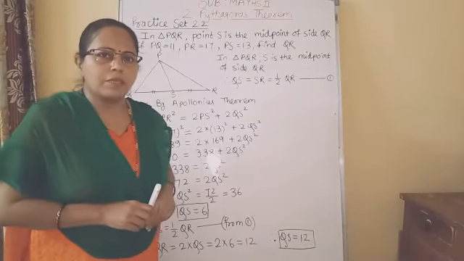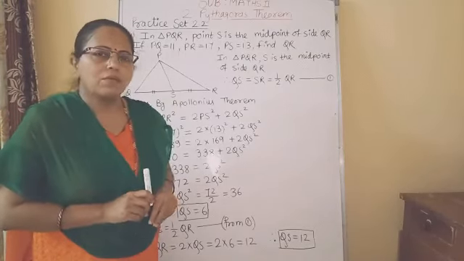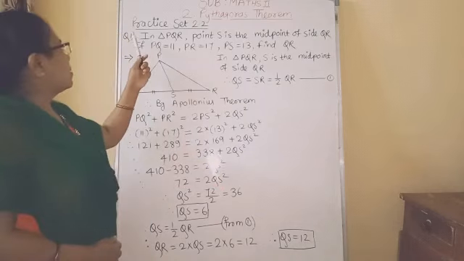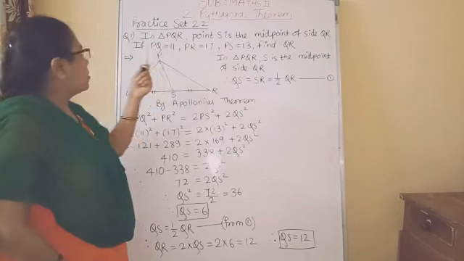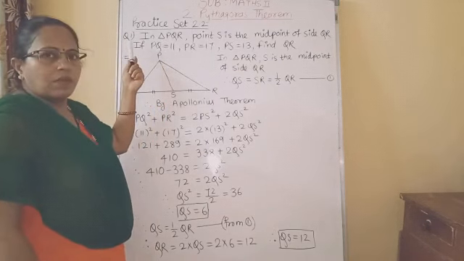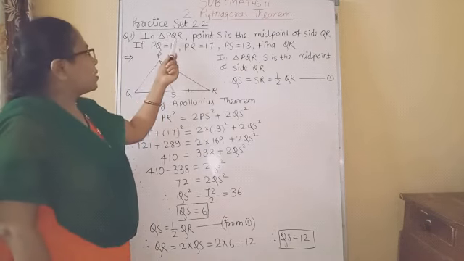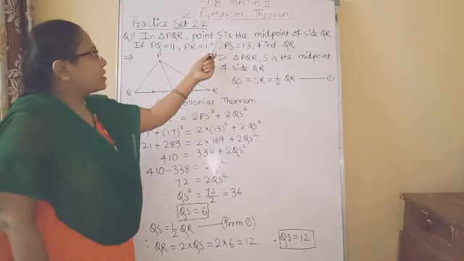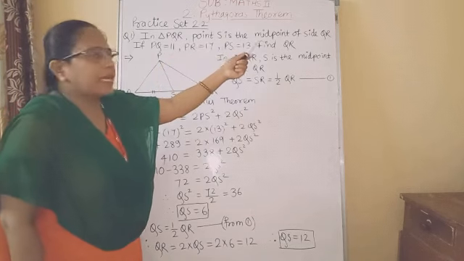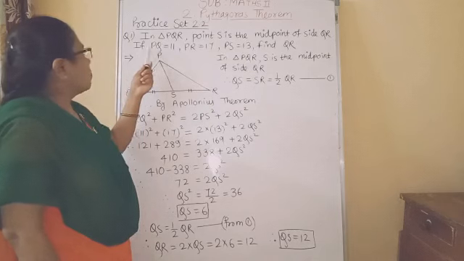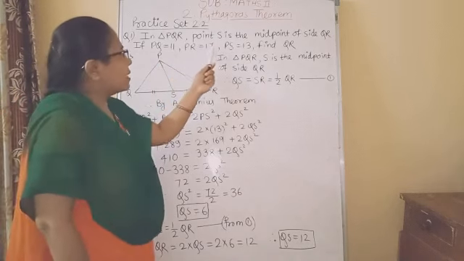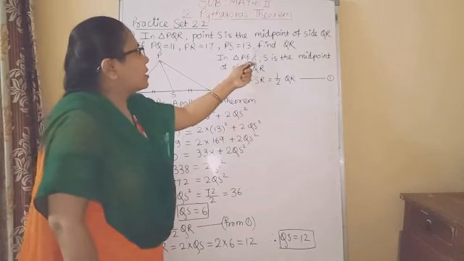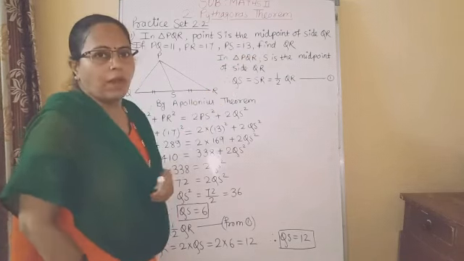Students, we studied Apollonius theorem. Now using that we will solve some examples from practice set 2.2. Question number 1. The question is, in triangle PQR, point S is the midpoint of side QR. If PQ equal to 11, PR equal to 17, PS equal to 13, then find QR.